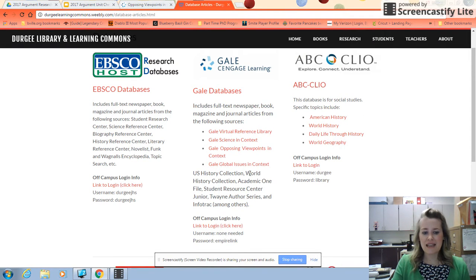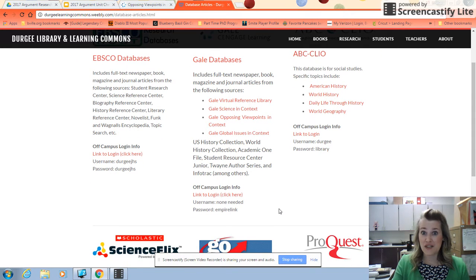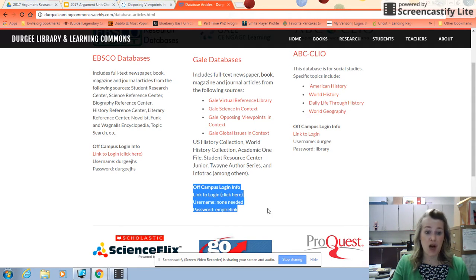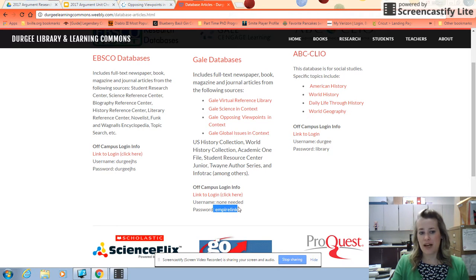So we're going to be using the GAL databases. And I want to point out that if you need to get to GAL databases from home, look down here. See where my mouse is, where I'm highlighting? Here's the information you're going to use if you want to access the database from home. So you won't need a username, and you're going to use the password Empire link. Okay, that's the information you're going to have to put in when you click here.